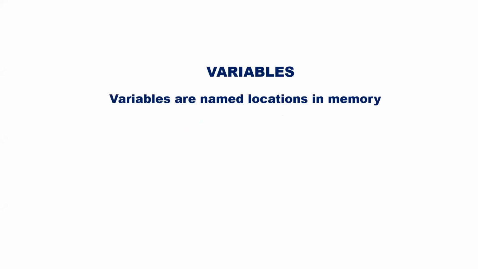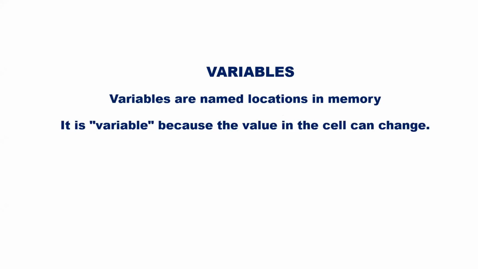In this video, let us discuss about pointers. So we have seen that variables are named memory locations in memory. It is variable because the value in the cell can change. Each memory cell has an address.